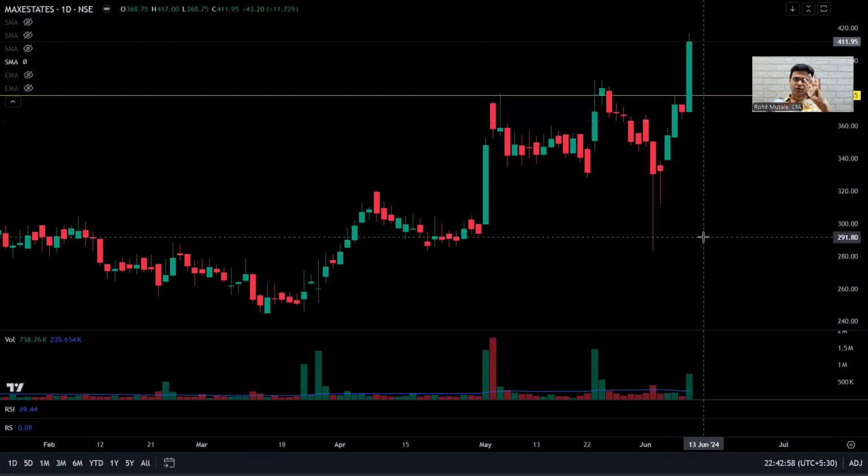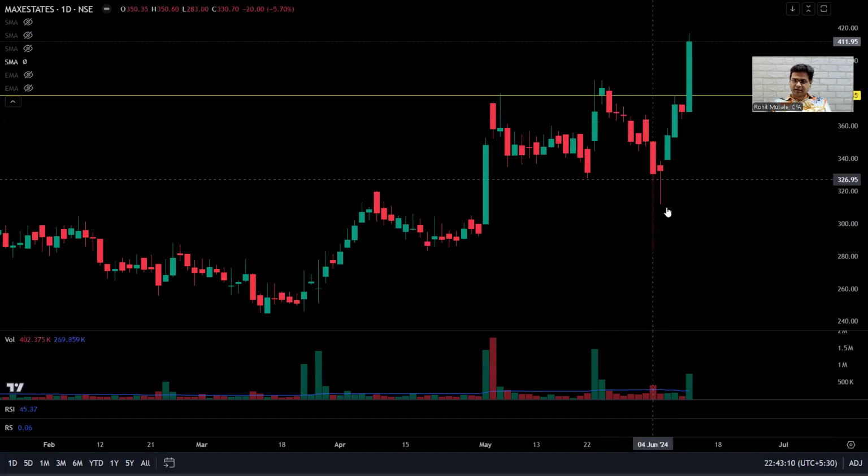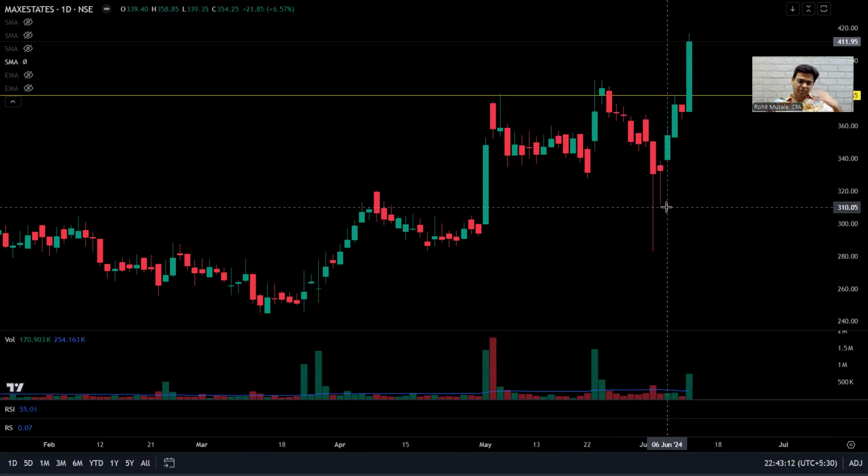So I have 4 points in the base. I need minimum 4 points in the base: high, low, high, and low. So that I can take point number 3 as my buy point. Moreover, there are 10 candles in the base. I need minimum 10 candles in the base to buy.